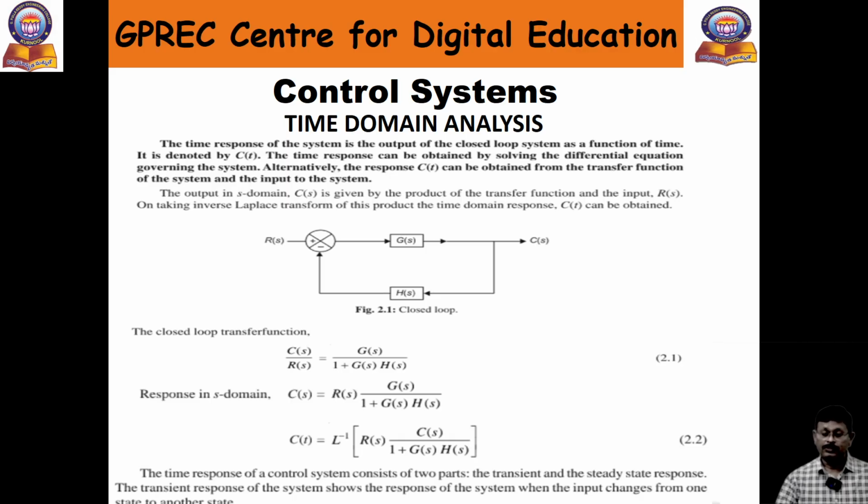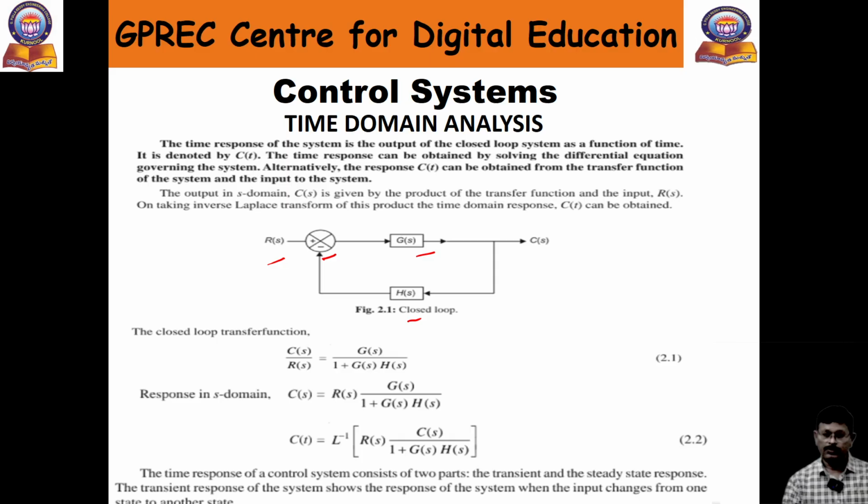Right. So this is the simple closed loop control system, which you already know. This is R of S, then you take the forward gain G of S, then the feedback gain H of S. You are taking negative feedback here, right? So now the transfer function C of S by R of S equals G of S by 1 plus G of S H of S, right?